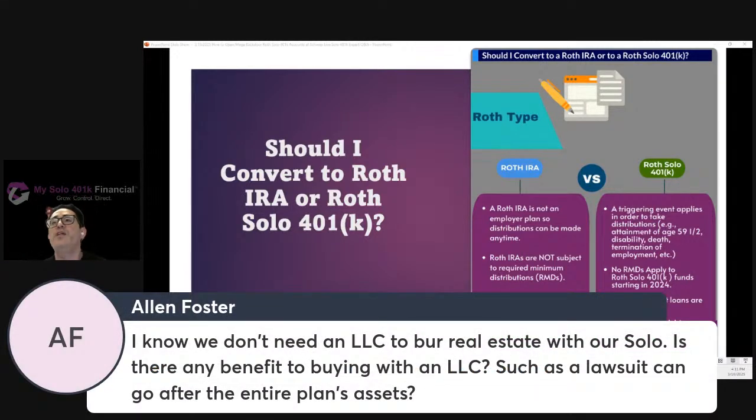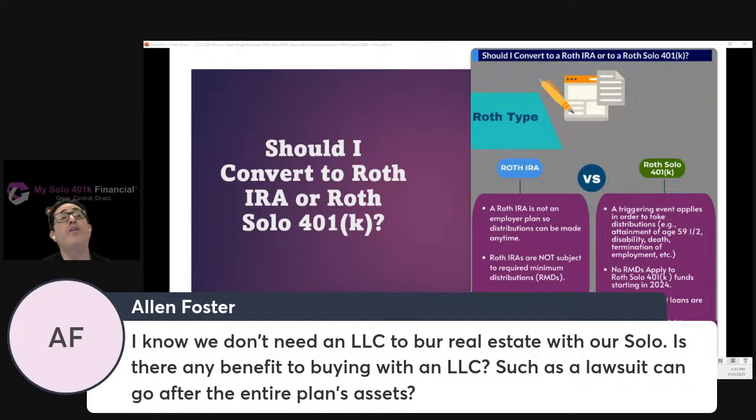I know we don't need an LLC to buy real estate with our solo 401k. Is there any benefit to buying with an LLC, such as a lawsuit can go after the entire plan's assets? So I would say that you're absolutely correct that it's not necessary to have an LLC to buy real estate. Many of our customers are investing in real estate. That's one of the top reasons they set up accounts with us. They'll just buy the real estate directly in the name of the solo 401k.